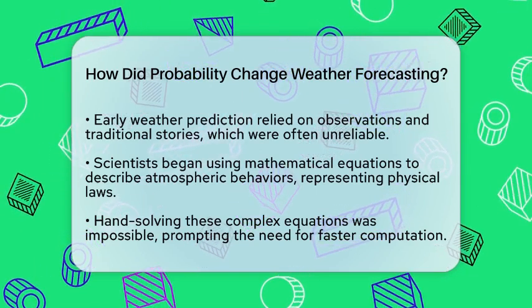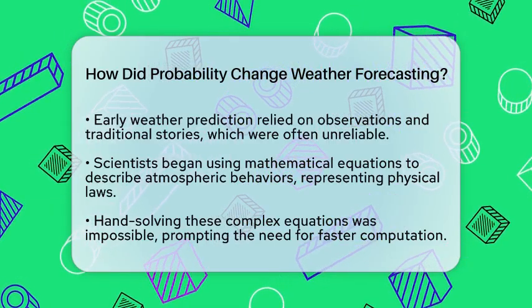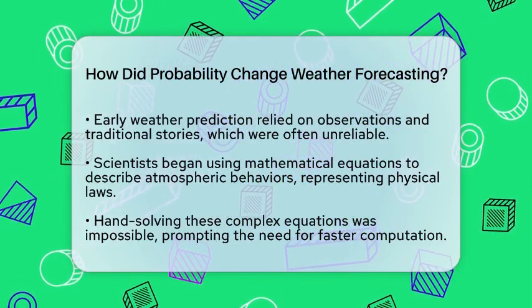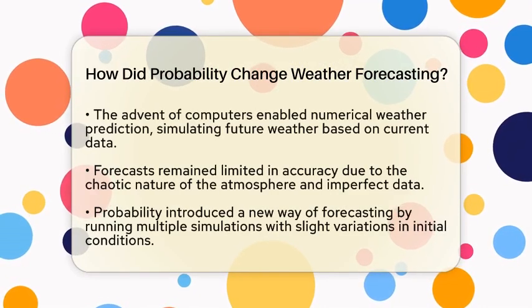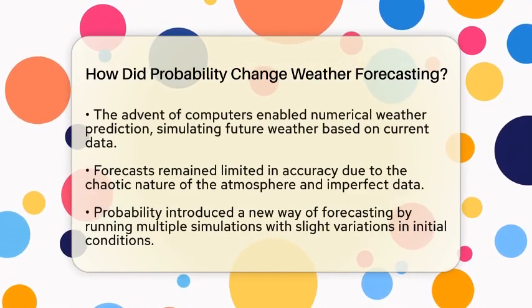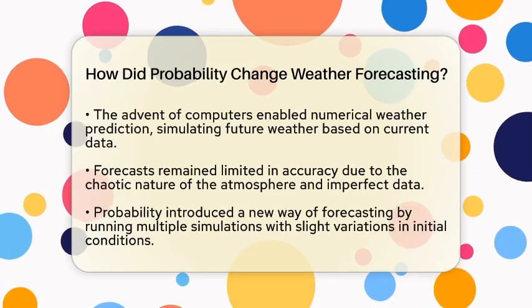The real shift came when scientists started using math to describe the atmosphere. They created complex equations that represented physical laws like how air moves and heat spreads. But solving these equations by hand was impossible because they were so complicated.